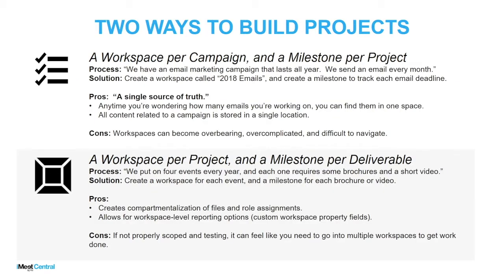There are two ways to build projects in iMeet Central. The first is a workspace per campaign and a milestone per project. So here's an example process, and I'm just reading this from top to bottom. You can follow along with me. An example process of this is someone says, we have an email marketing campaign that lasts all year, and every single month we send an email. We send one in September, October, November, December. It's always on the same day of every month, but I want to be able to track these things on a calendar somewhere.